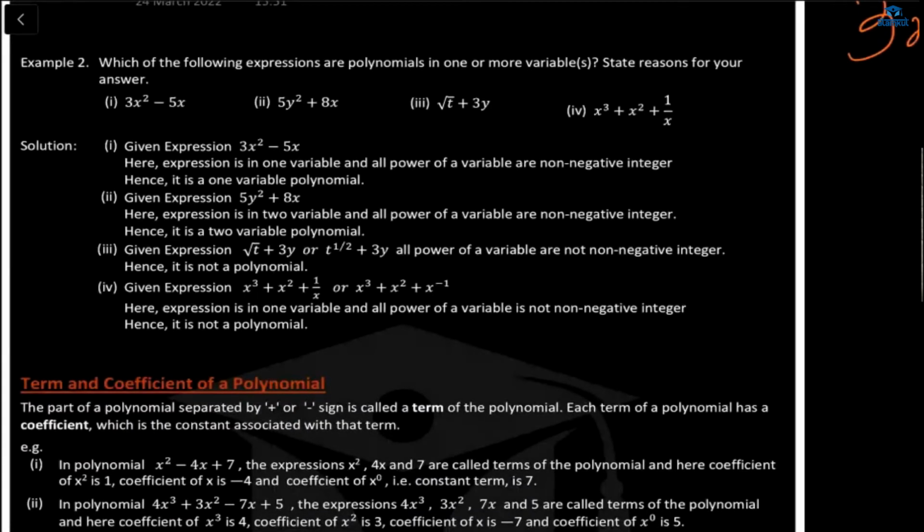Root t plus 3y. Ma'am, it is not a polynomial because the power of the variable is not a whole number. Yeah, the power of the variable t is t to the power half, which is not a whole number. Actually, it is not a polynomial, so that question cannot come here. But if you ignore the root part, you just think that it is t plus 3y, then is it in two variable or one variable?